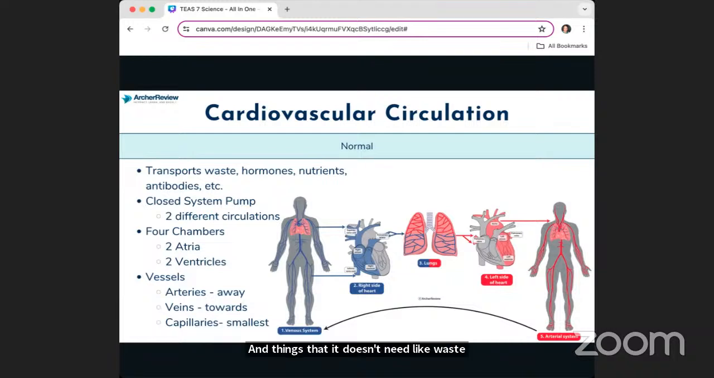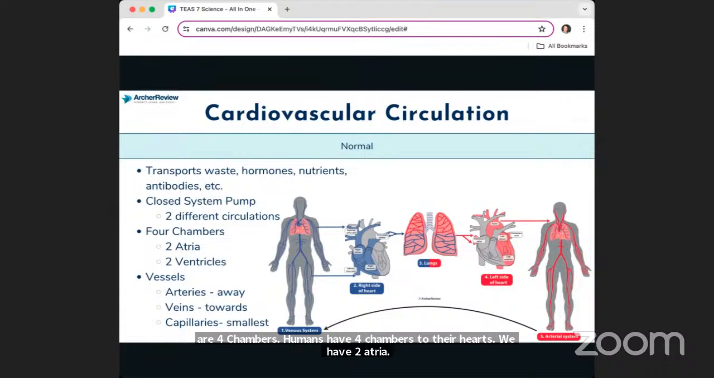The cardiovascular system is a closed system, and it contains a pump, and that pump is your heart. Now, there are two different types of circulations within that closed system, and we'll talk more about that on the next couple of slides. And making up that pump, or your heart, there are 4 chambers. Humans have 4 chambers to their hearts. We have 2 atria and 2 ventricles.